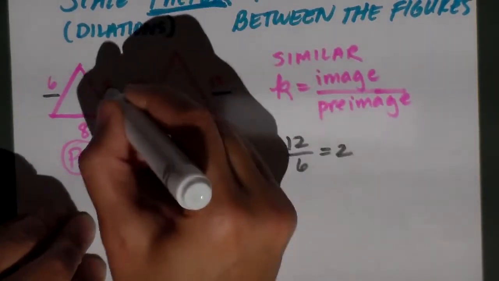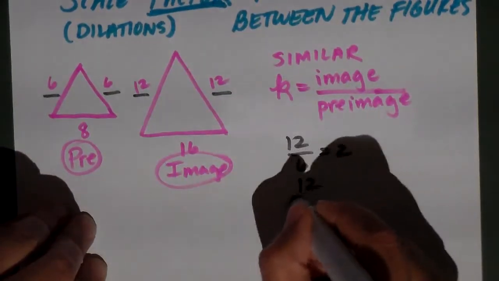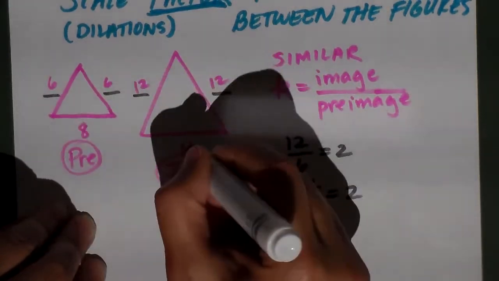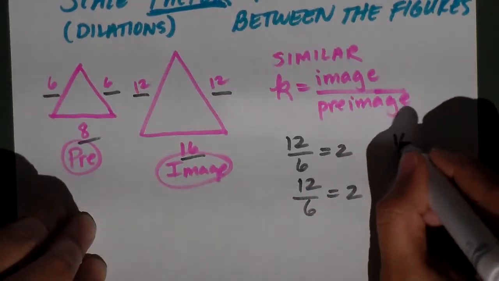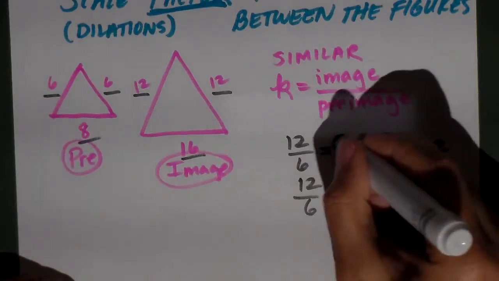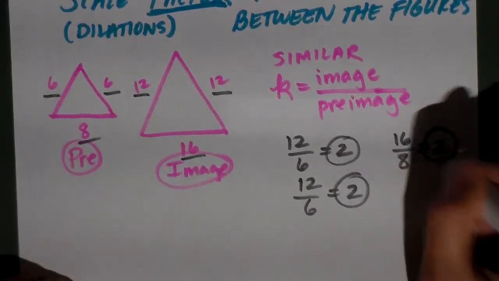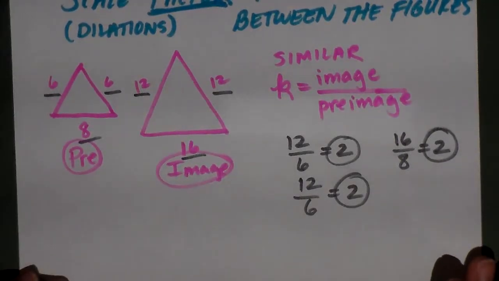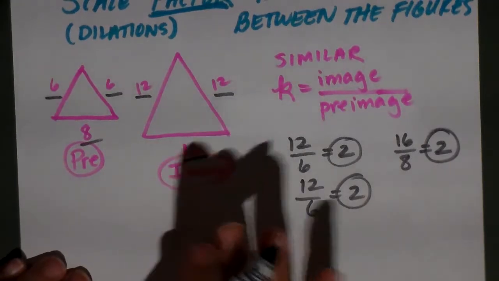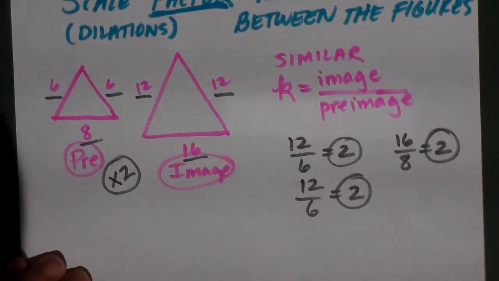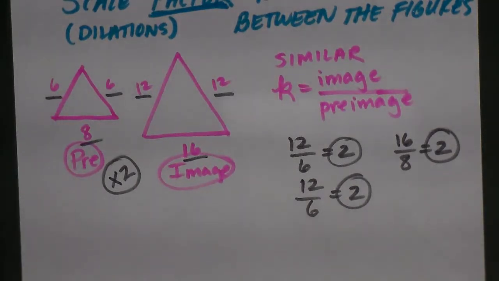Now let's do this one. That's also going to be 12 over 6, which is 2. And then I have 16 over 8. 16 over 8 is 2. That verifies that they are similar. All of them have the same scale factor or ratio. Scale factor can be called a ratio as well. So that basically means if the scale factor is 2, I multiplied the original figure by 2 to get the new figure. This is going to be important when we start looking at areas.